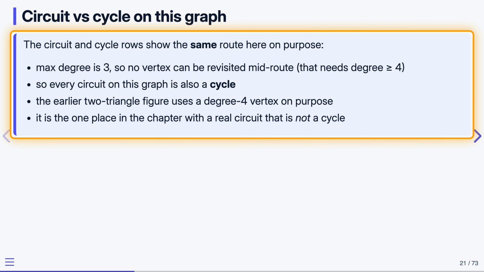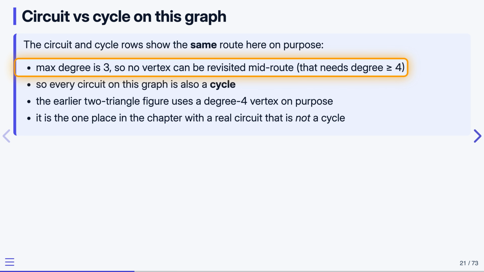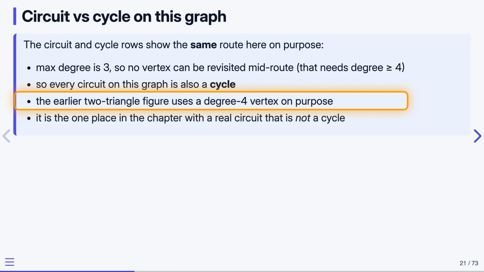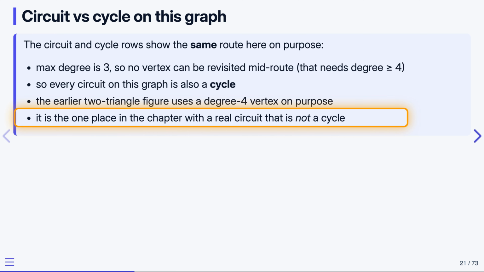Those two rows show the same root on purpose, and it is worth knowing why. The highest degree on this graph is 3, so no vertex can be revisited in the middle of a root. That would need a degree of 4 or more, which means every circuit on this graph is also a cycle. The earlier 2-triangle figure uses a degree 4 vertex on purpose. It is the one place in the chapter with a real circuit that is not a cycle.